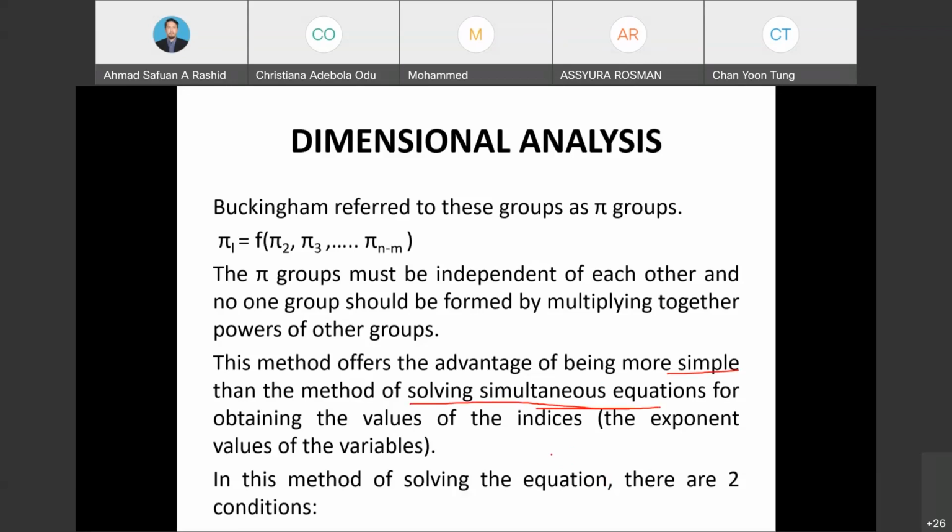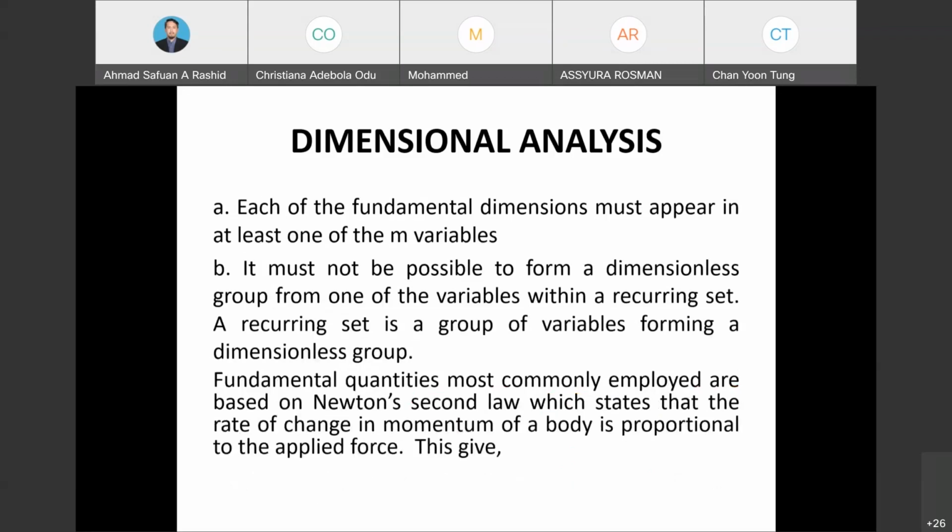In this method of solving, there are two conditions. Each of the fundamental dimensions must appear in at least one of the m variables. It must not be possible to form a dimensionless group from one of the variables within a recurring set.